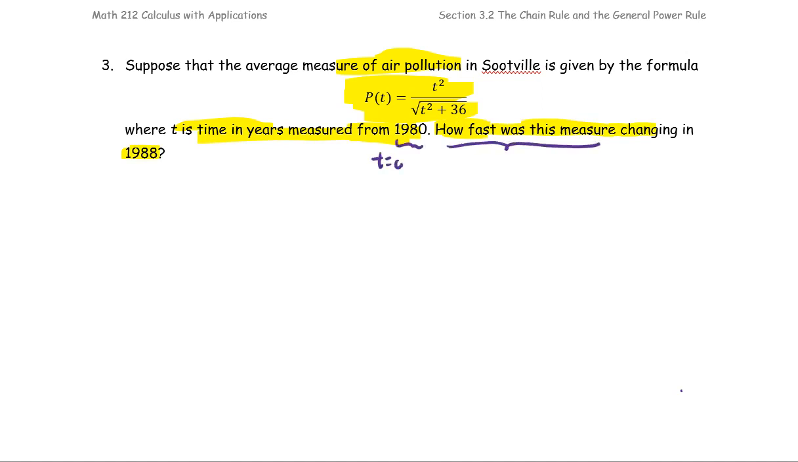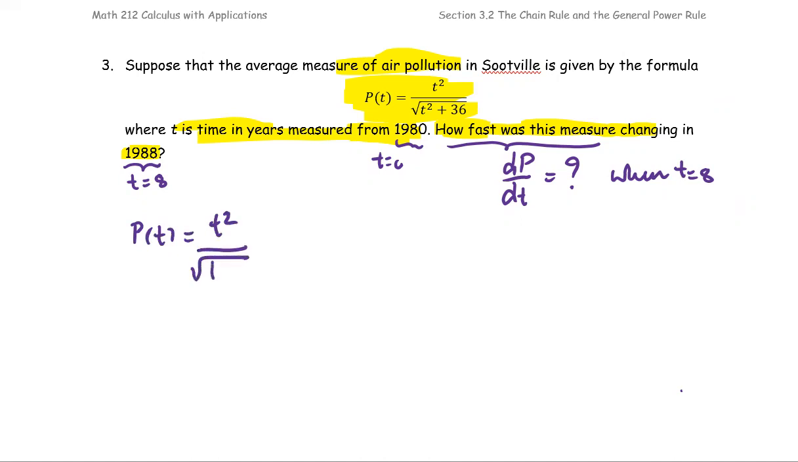How fast was this measure changing is represented by the derivative of P, the measure of air pollution, with respect to time. We are looking for this derivative and calculating it where t equals 8, because for the year 1988, the value of t is going to be 8, which is 8 years after the year 1980. To find the derivative of the P function, which is in quotient form, we're going to use the quotient rule.